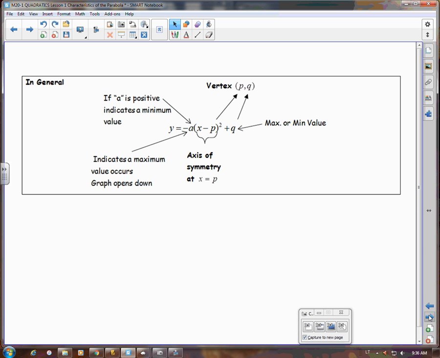And what's inside the bracket tells you where that axis of symmetry is. In this form, x minus p, the p value is that axis of symmetry. It's the opposite of what you see. If you see x minus 5, then the vertex is at 5, or the axis of symmetry is x equals 5. If you see x plus 7, that actually means that the axis of symmetry is at x equals negative 7.